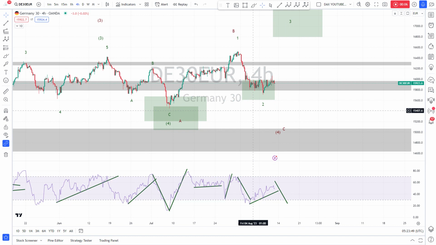Time is around 5:30 GMT, and we will have a look at the DAX futures on the Oanda platform. So we are still here in this area. Yesterday we had some movement, but we stay in this area here. So I'm still considering two scenarios which are equally valid in my opinion. So I do not prefer one scenario above another.